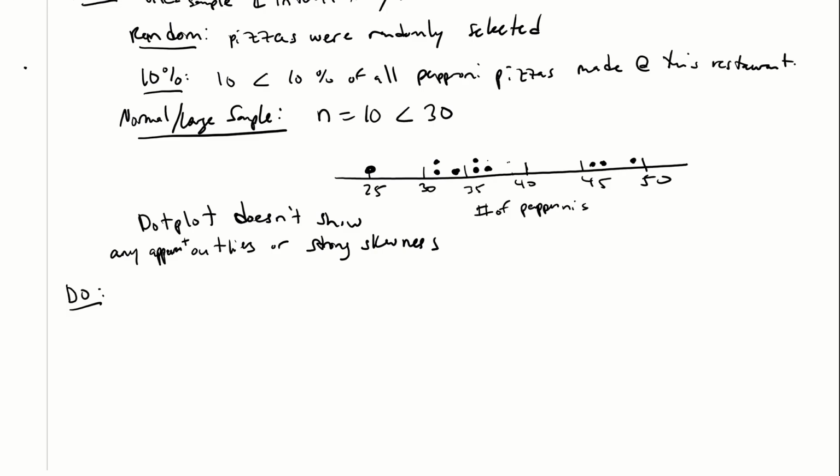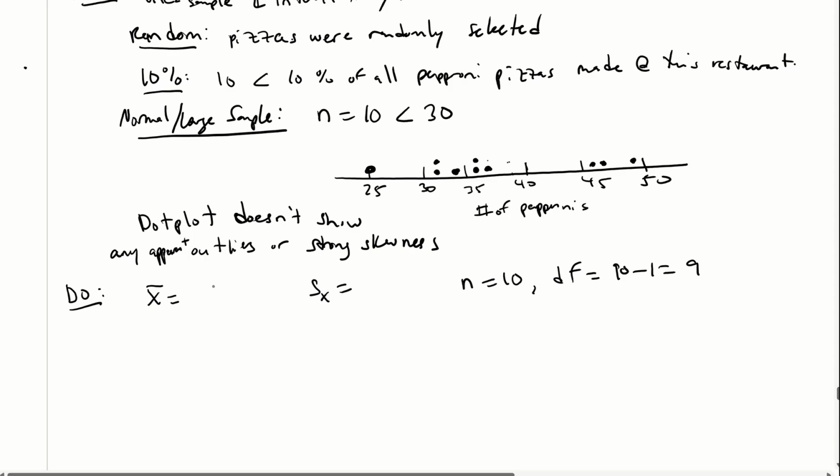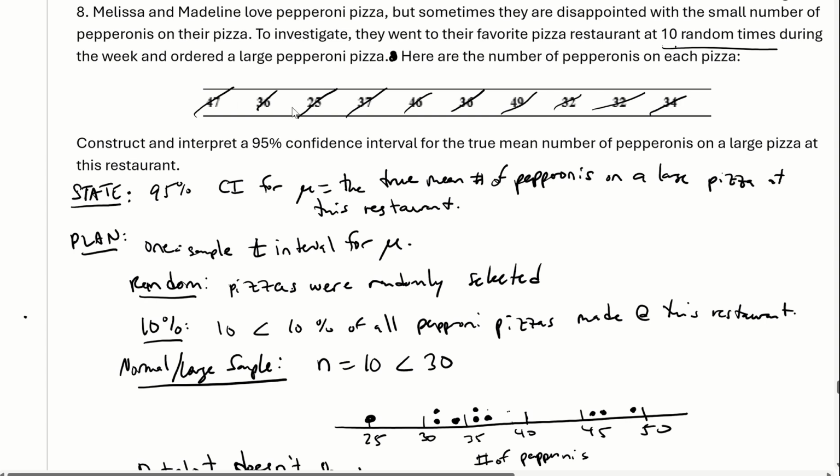Now we need to do the data. So we need to know what our X bar is. We need to know what our Sx is, the sample standard deviation. We know that it's 10 numbers, and so we can calculate the DF as well. So that means the DF is 10 minus 1, which is 9. Now we're going to need to plug these numbers into the calculator, and then calculate the X bar and all that.